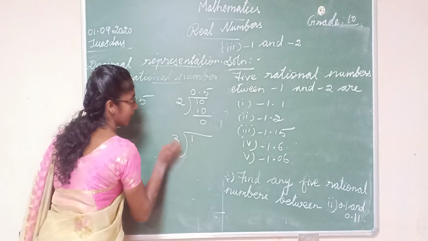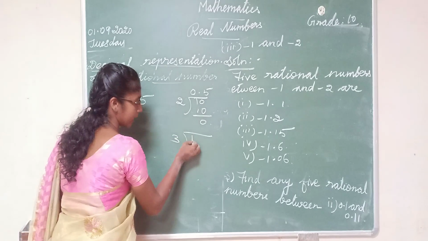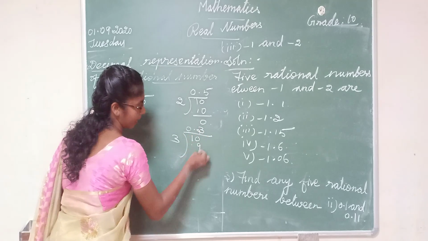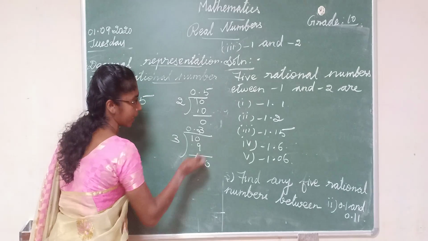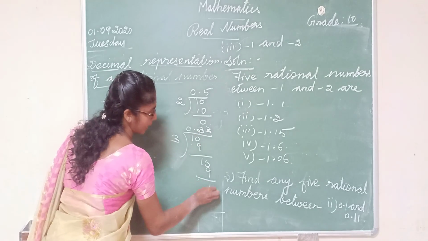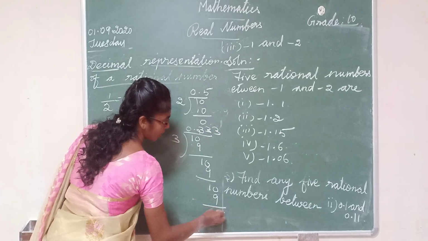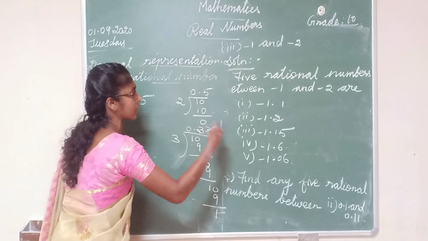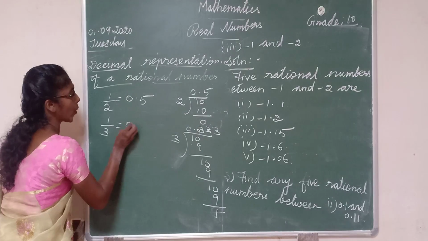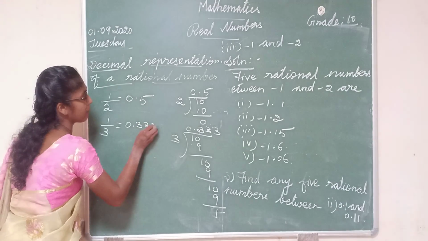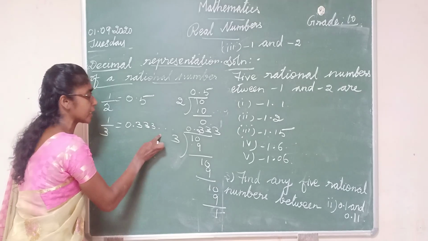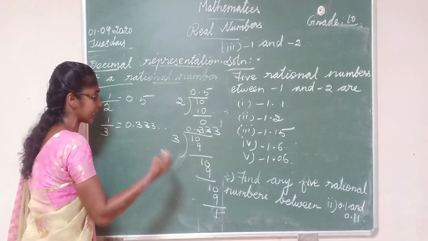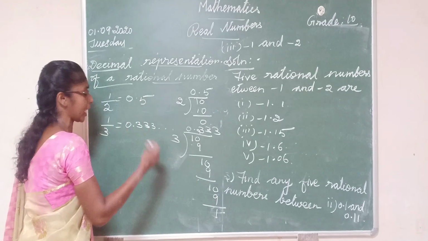1 by 3, write it. What will we get? 1 is less than 3, so first 0 point. Here also 0, 1. 3 threes are 9, 1 balance. Again 0 included, 3 threes are 9, 1 balance. 3 threes are 9. Here the remainder is not getting 0. Again when we are including it, it is 0.3333 etc. It is going on. So this one we can say non-terminating and recurring. Recurring means the 3 is repeating again and again. So that is the repeating block.